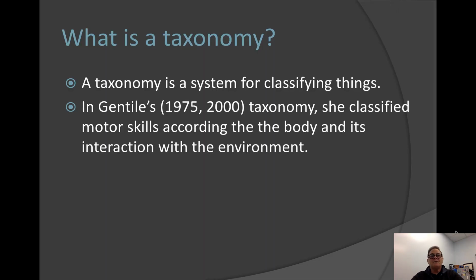So the first thing that I wanted to remind you of is that a taxonomy is a system for classifying things. Gentile classified motor skills according to the body and the interaction of the body with the environment. So there are two main categories into which Gentile discusses skills. The first being how the body is interacting with the environment, and then what the environment looks like and how that's going to dictate how our body moves.